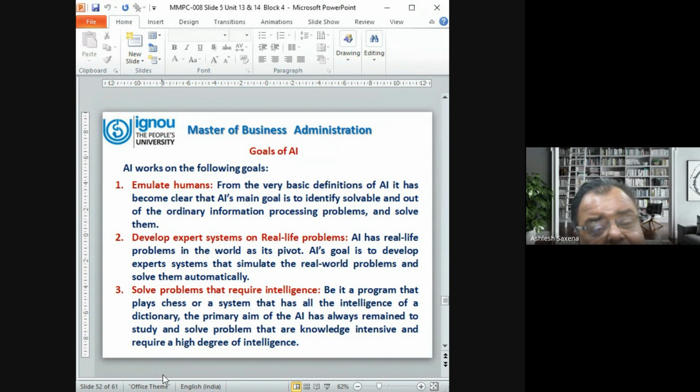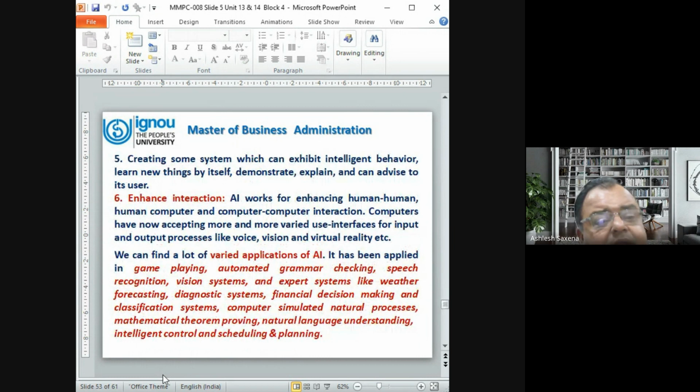Be it a program that plays chess or a system that has all the intelligence of a dictionary. The primary aim of artificial intelligence has always been to study and solve problems that are knowledge intensive and require a high degree of intelligence. Creating some system which can exhibit intelligent behavior, learns new things by itself, demonstrate, explain, and can advise its users. Sixth one is enhance interaction.